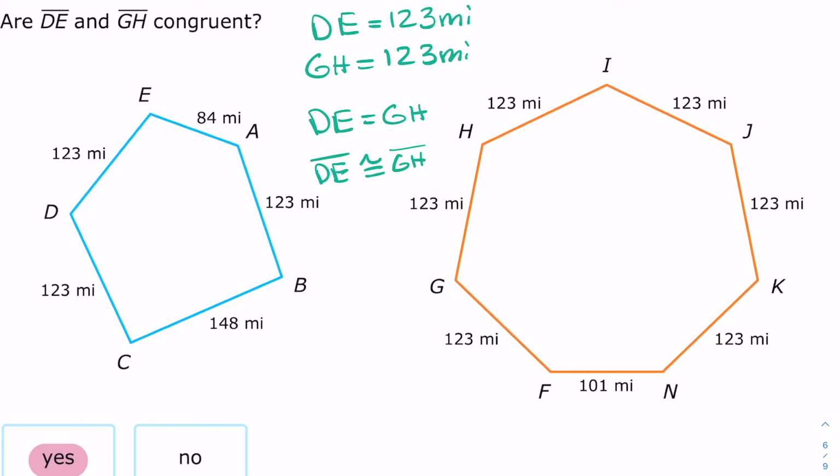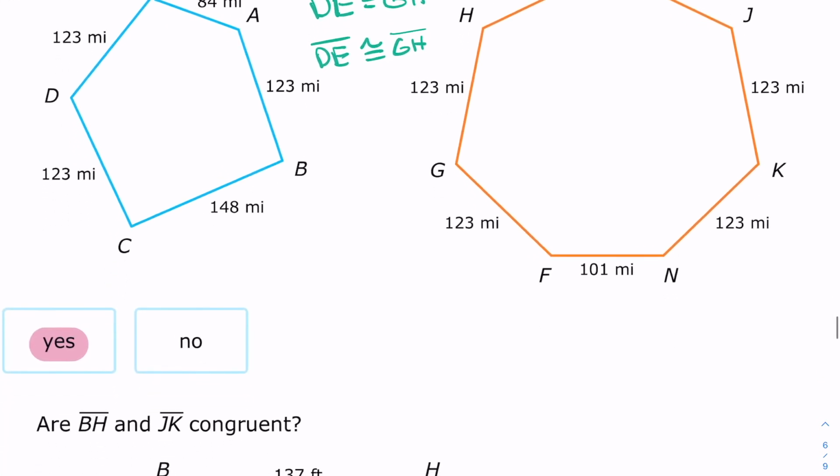And that is true. Here's what's really cool. AB is congruent to DE, is congruent to DC, is congruent to GH, is congruent to HI, IJ, JK, KL, and GF, sorry. All right, so there's a lot of congruence here. You can actually make an extended congruence if you wanted to.